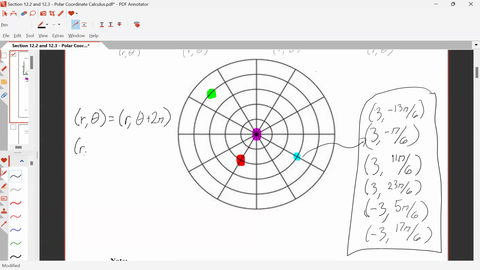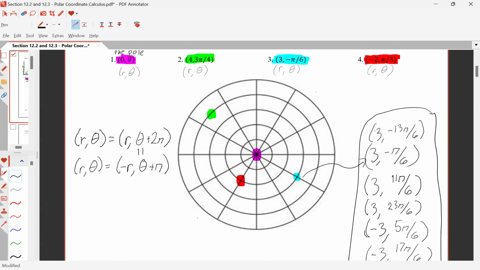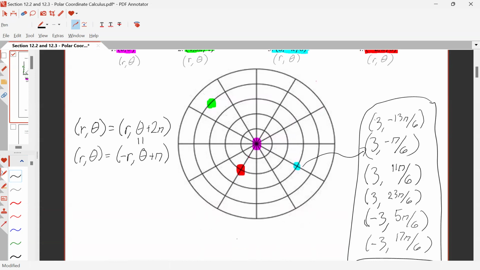And the point r theta is also equal to the point negative r comma theta plus pi. So all of these are equal to each other. So I can add 2 pi and keep the radius the same, or I can add pi and make a negative radius, and all those points refer to the same thing. So there's many ways we can write polar coordinates.